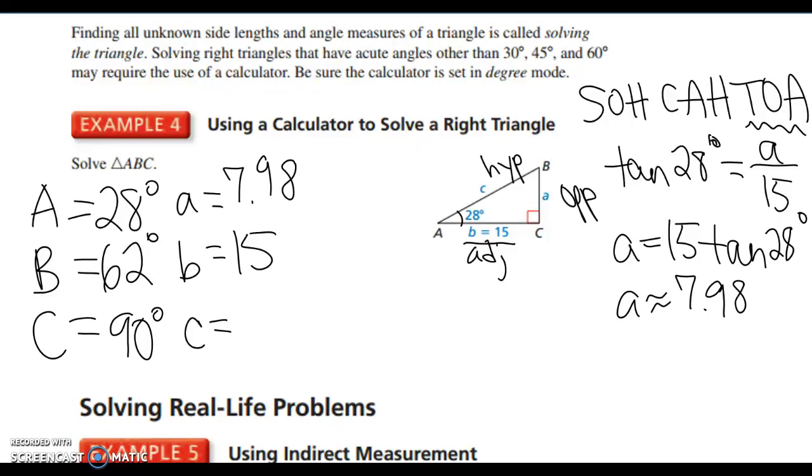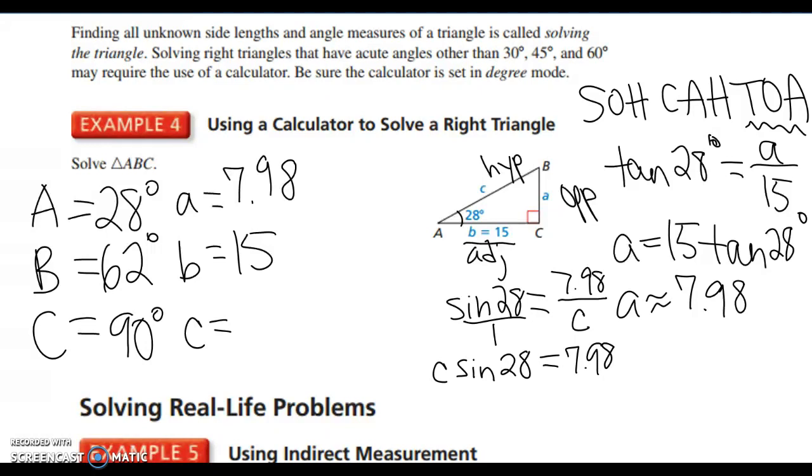Once I have this, I want to find my hypotenuse, C. So again, there's a few different ways we can do this, but now that we know the opposite side, I could just use sine of 28 equals 7.98, that's my opposite, over my hypotenuse, C. And then we can just put this over 1 and cross multiply to solve.